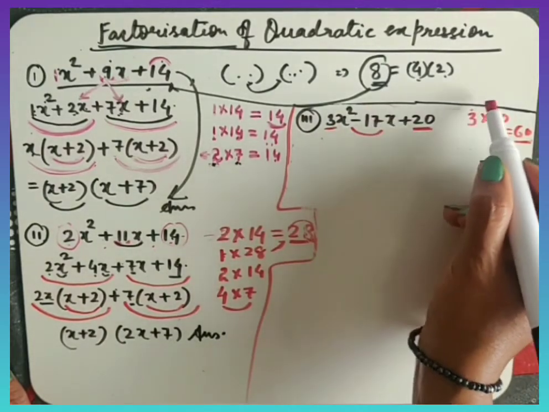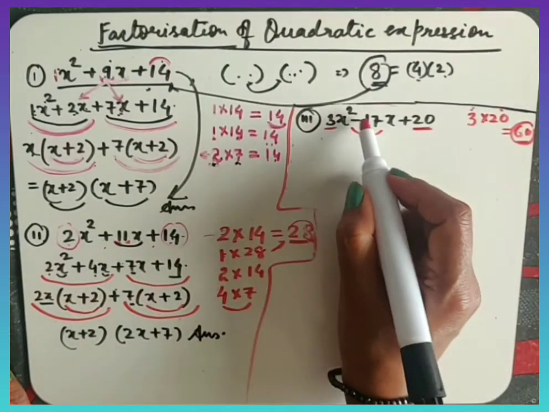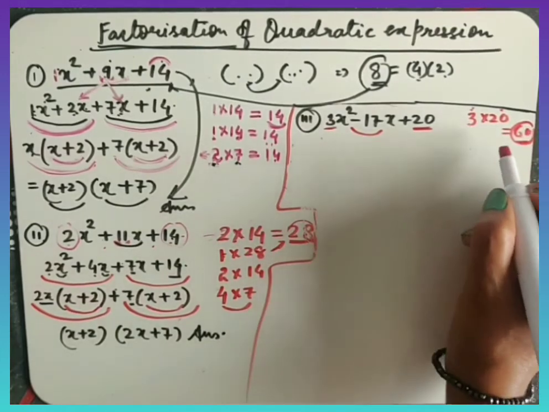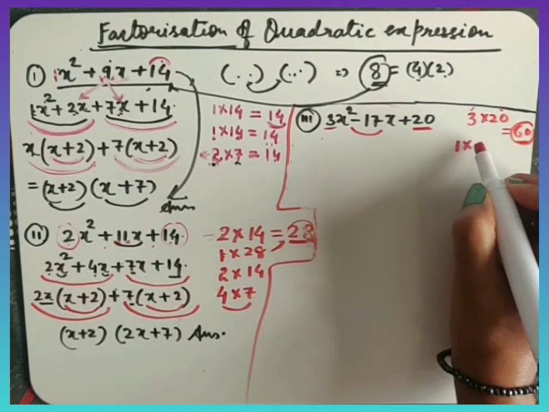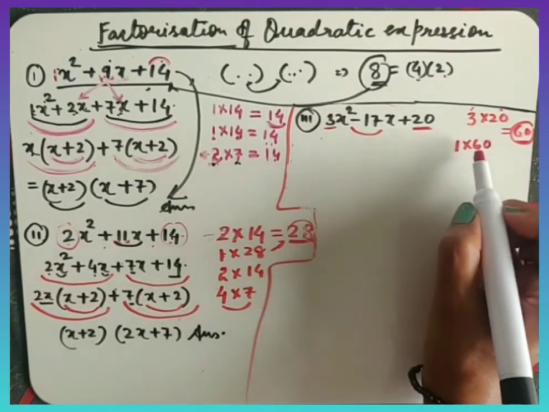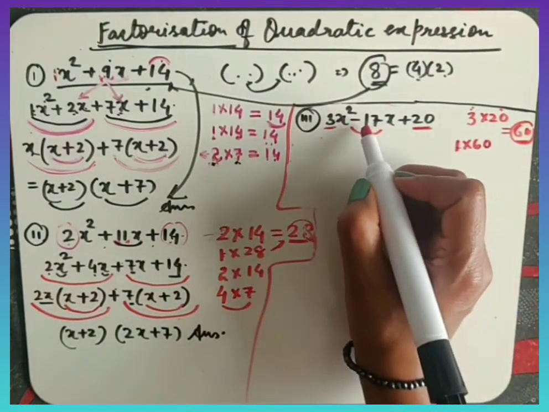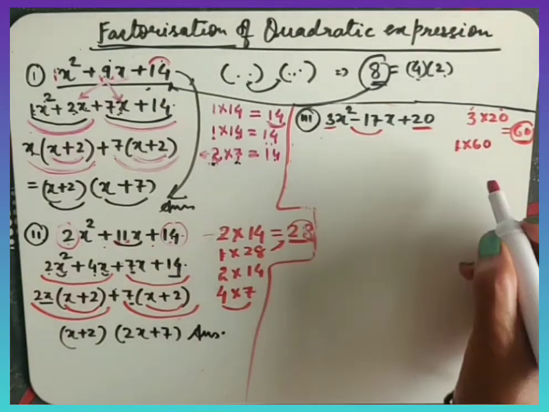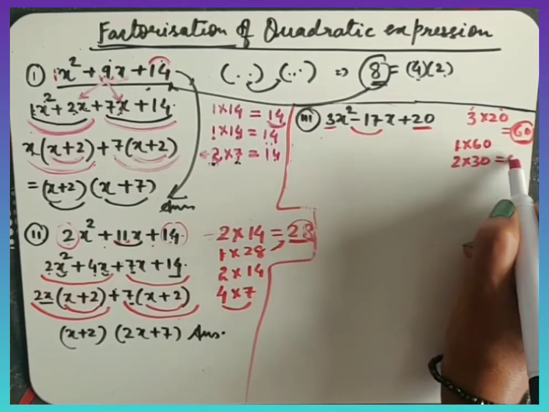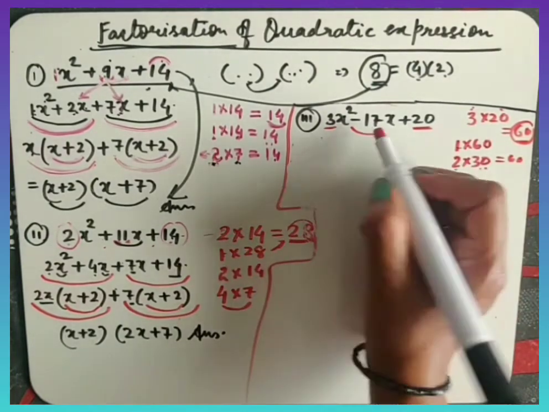But if you multiply those two factors, it should give you plus 60. Here, in the minus term, this should be taken care of. So start with 1. 1 multiplied by 60 will give you 60, but 1 and 60, by add or subtract, will not give you 17. Start thinking about 17 only. Now 2 multiplied by 30 will give you 60, but 2 and 30, if you add or subtract, will not give you 17.